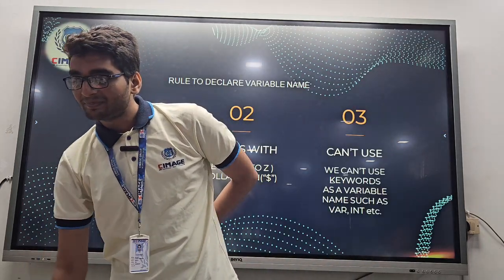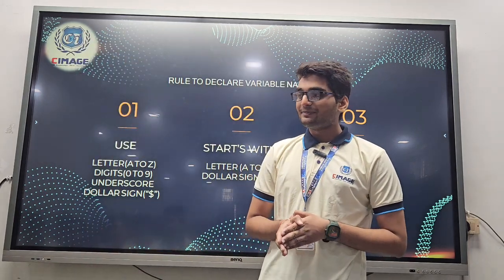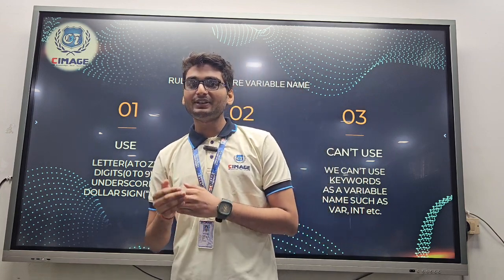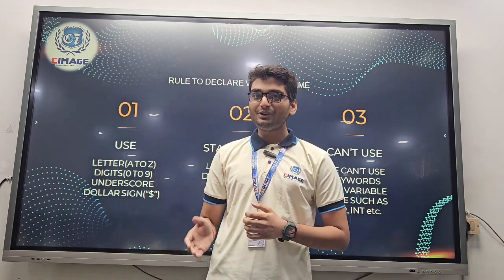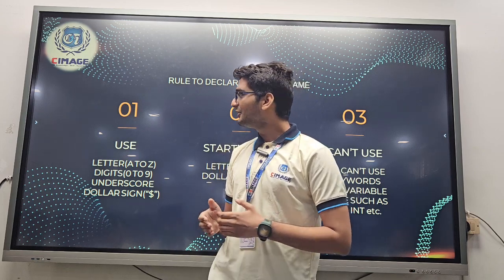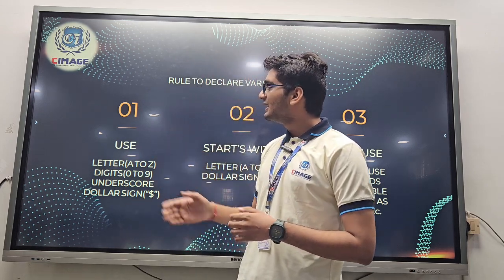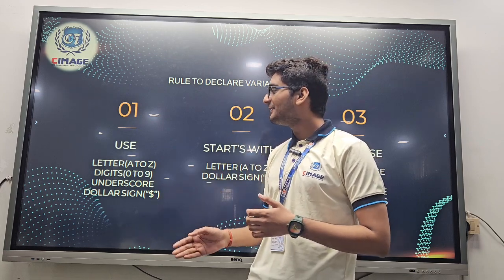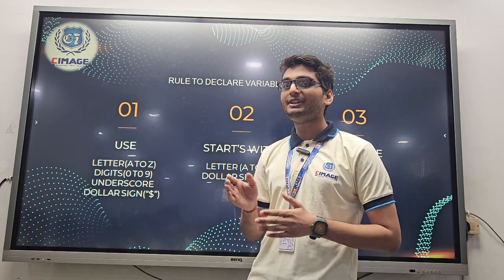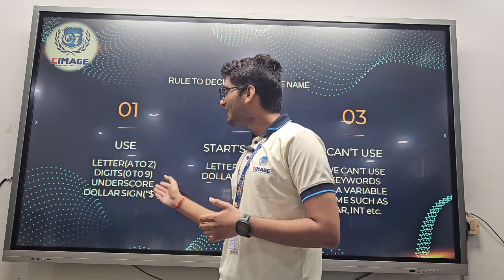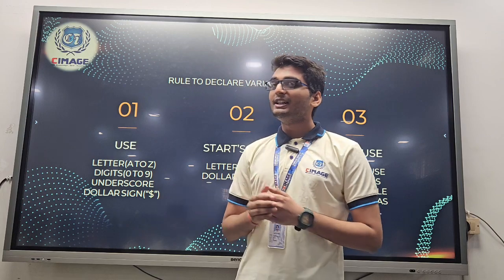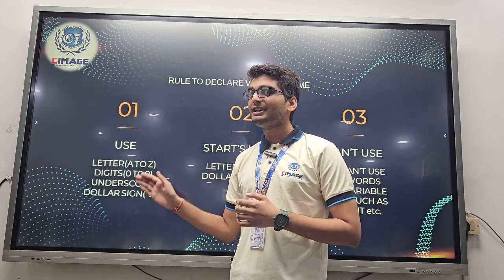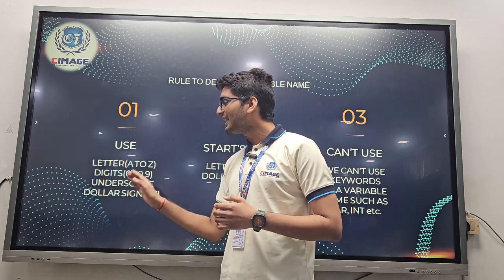Moving to the next slide: rules to declare a variable name. There are basically three or four basic rules through which we can write a variable name. First, we can use letters, capital A to Z or small a to z, in our variable name. Digits 0 to 9 can also be included. If we want to use special characters in our variable name, then we can use the underscore and the dollar sign.